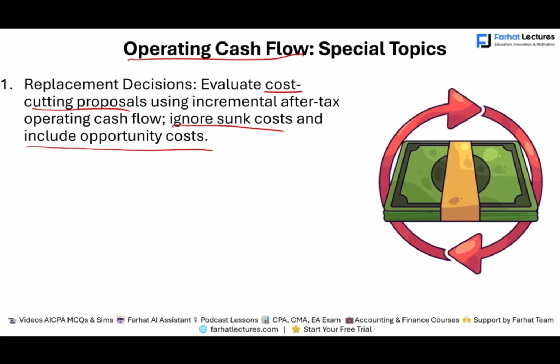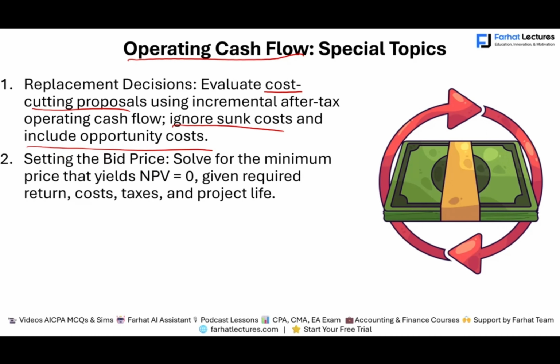That's one thing. The second topic we would look at is how to set the bid price. So sometimes we might have to offer our services for a certain price. Well, we could use operating cash flow in order to help us do so. And in this situation, you will see we are going to solve for the price that yields NPV equal to 0, given the required return, cost, taxes, and project life. Basically, solve the formula for NPV equal to 0. You can find your price, and that's your minimum. That's the price that you will bid.